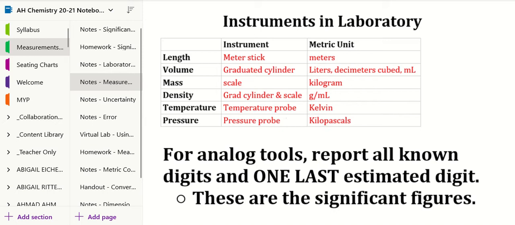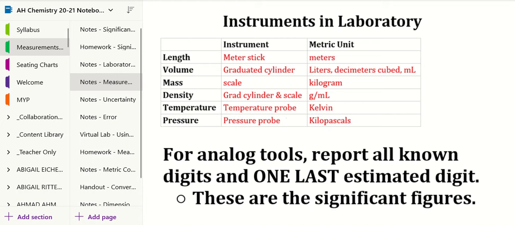A clock. Yes, a clock would be an analog tool. What would be the digital alternative to an analog clock? A digital clock, a stopwatch, right? Very good. What about something that measures length that's an analog tool? A ruler. What about something that measures volume that's an analog tool? Graduated cylinder, beaker, those are all analog tools.